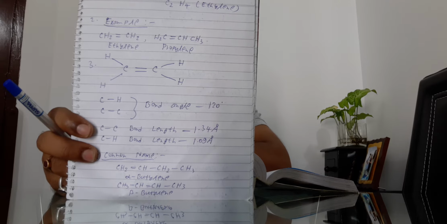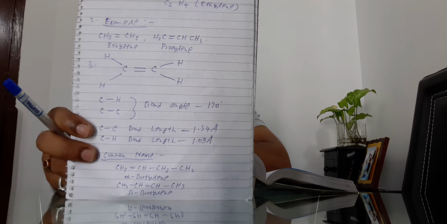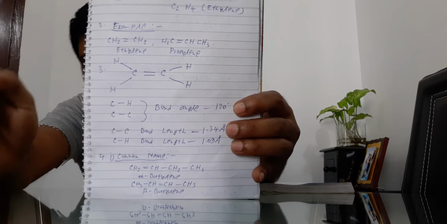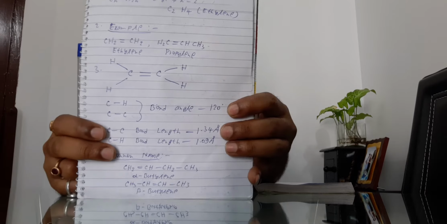Remember, in the case of alkenes, it is sp2 hybridization. It is totally sp2 hybridization, and the bond angle between carbon-hydrogen and carbon-carbon is 120 degrees. The bond length between carbon and carbon is 1.34 angstrom, and the bond length between carbon and hydrogen is 1.09 angstrom. And in the carbon-carbon double bond, one bond is a sigma bond and another is a pi bond.